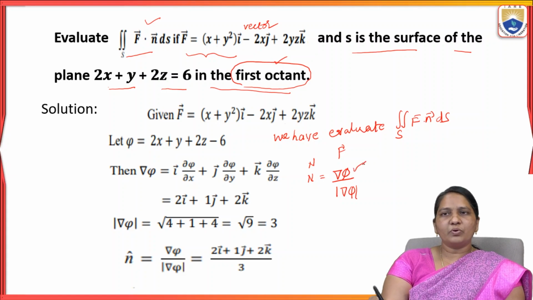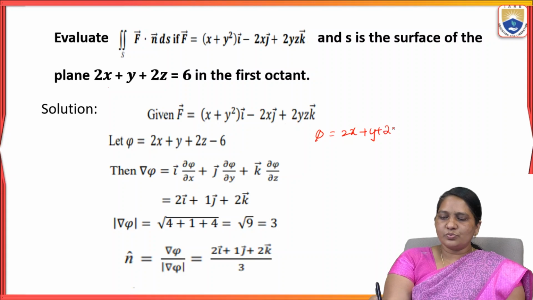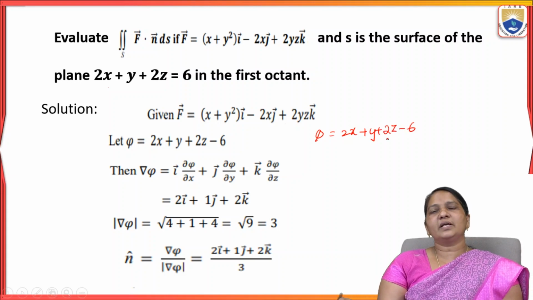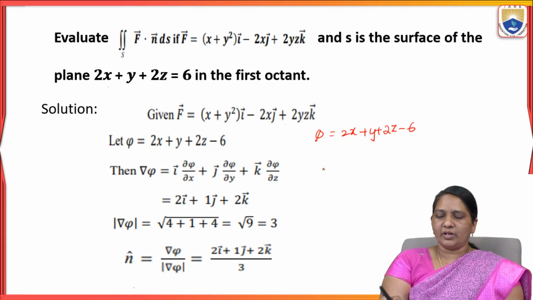That means we should know the del pi value, and after that we can calculate n. That's why we are first calculating del pi. Del pi equal to, pi is given here as 2x plus y plus 2z minus 6. Del pi is nothing but i into dou pi by dou x plus j into dou pi by dou y plus k into dou pi by dou z.